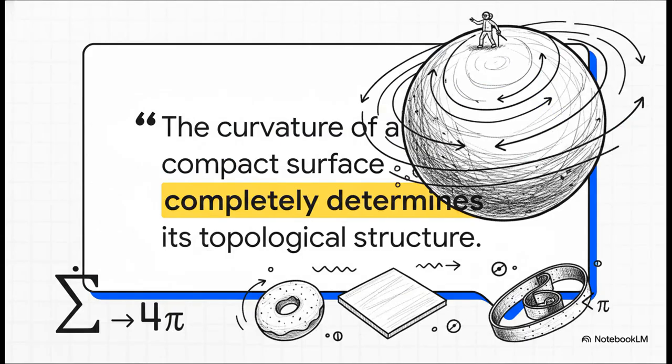And this leads us to the big finale, the punchline of this whole story. As the book puts it, the curvature of a compact surface completely determines its topological structure. Think about what that means for our explorer. They can finally answer their question. They can add up all their local measurements, get a final number, and say, aha, the total curvature of my world is 4 pi, I don't need to see it from space, I know I'm living on a sphere. It's just an absolutely incredible achievement.